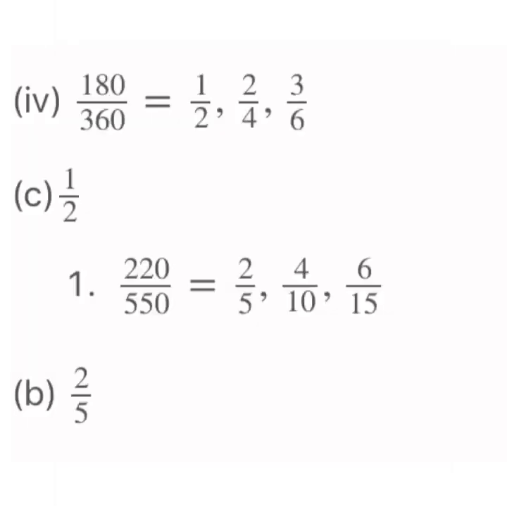Now next one is 180 upon 360. So the match for 180 upon 360 is 1 by 2. Two more equivalent fractions for 1 by 2 are 2 upon 4 and 3 by 6. Last question of this exercise is 220 upon 550. Children, the match for this fraction is 2 by 5, and two equivalent fractions for 2 by 5 are 4 upon 10 and 6 upon 15.